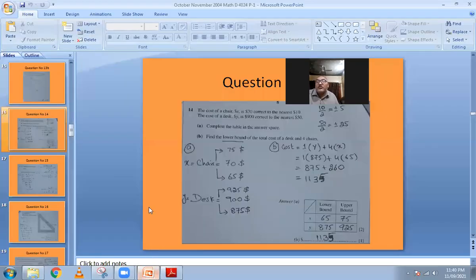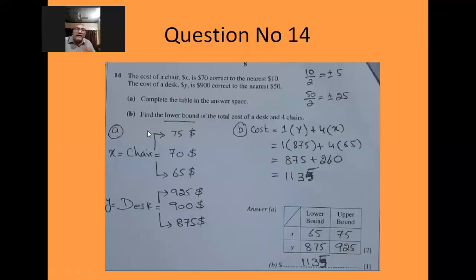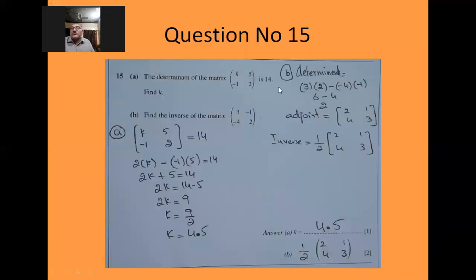So let me show you. Here you can see the determinant is already given, it's 14. So it will be 2K. I multiply these two, minus, then I multiply these two. So you will have 2 times K minus, minus 1 times 5, that is 2K plus 5, and that equals 14. So 2K equals 14 minus 5, 2K equals 9, and K is 9 by 2, so K will be 4.5. So this is the A part.